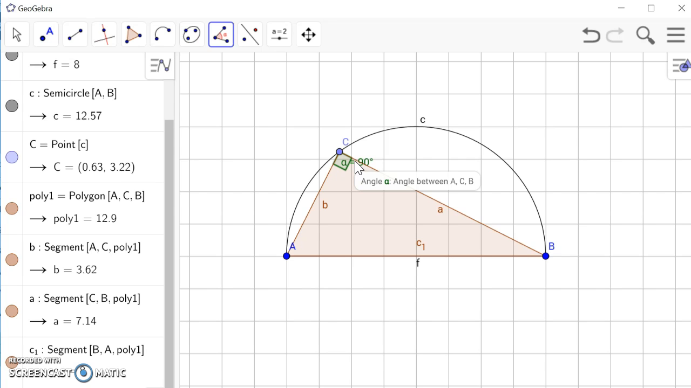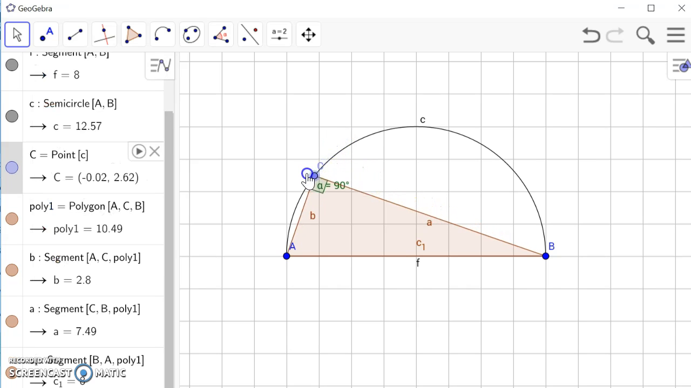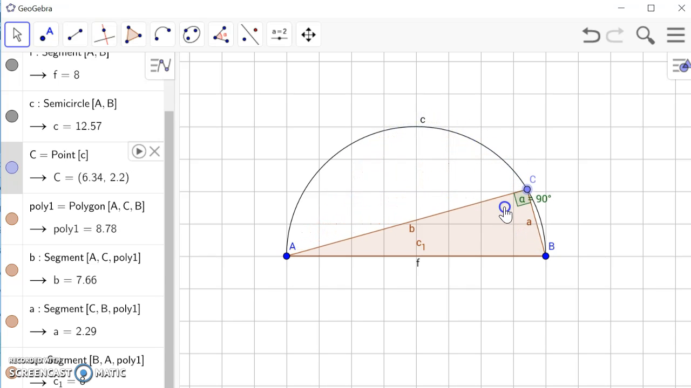Is it always going to be 90 degrees? Well, we can check that by selecting this point C and moving it along the circle. It doesn't matter where point C on the semicircle is located. We can see that we always have a right angle, therefore a right triangle inscribed.